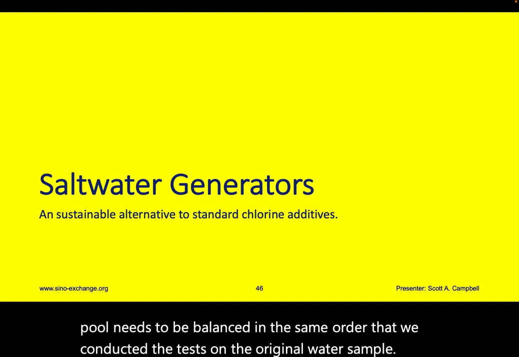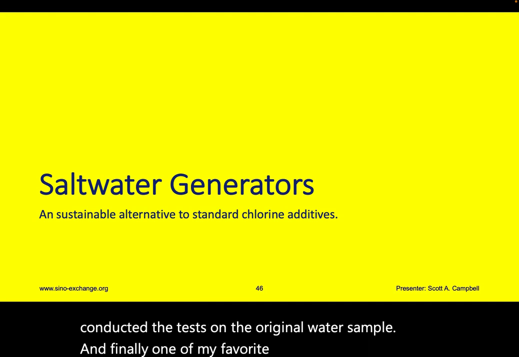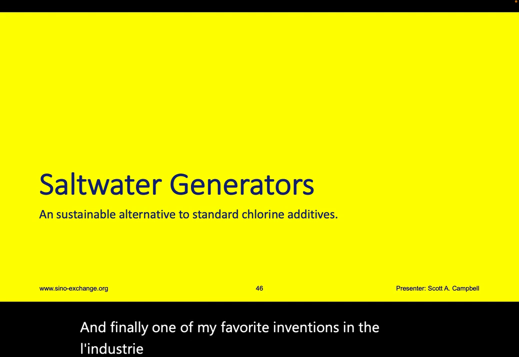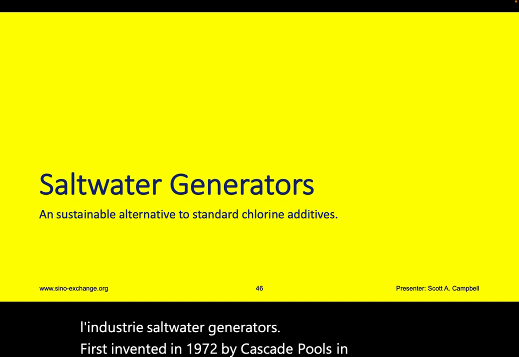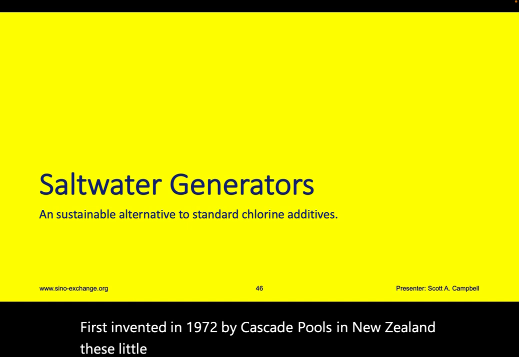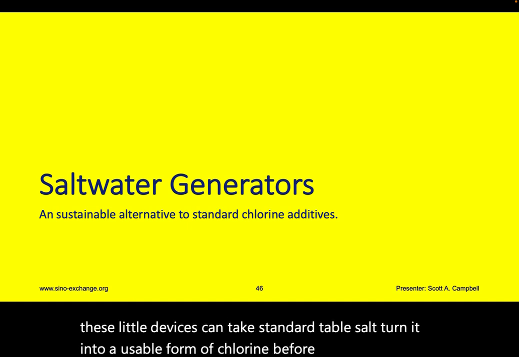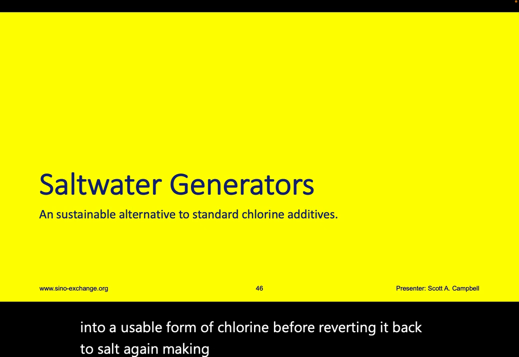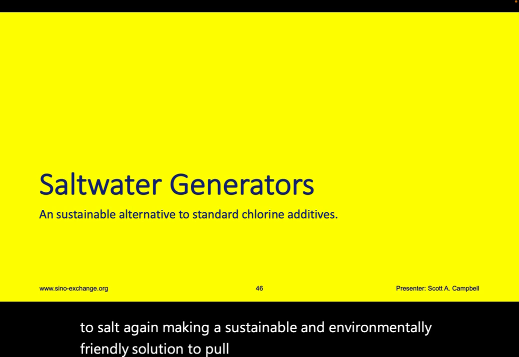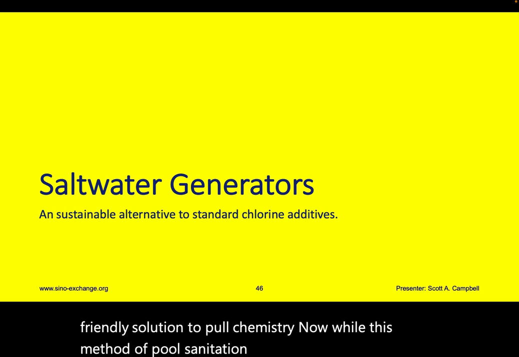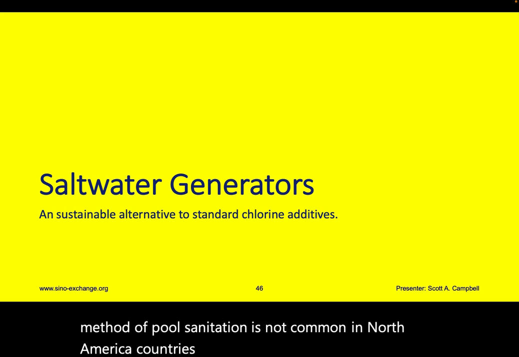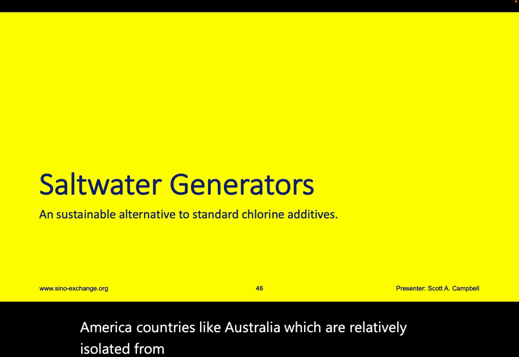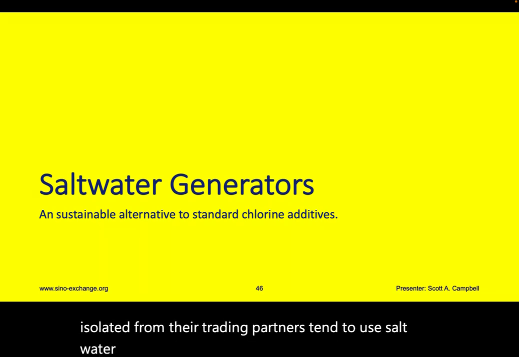And finally, one of my favorite inventions in the pool industry, saltwater generators. First invented in 1972 by Cascade Pools in New Zealand, these little devices can take standard table salt, turn it into a usable form of chlorine before reverting it back to salt again, making this a sustainable and environmentally friendly solution to pool chemistry. Now, while this method of pool sanitation is not common in North America, countries like Australia, which are relatively isolated from their trading partners, tend to use saltwater generators almost exclusively.